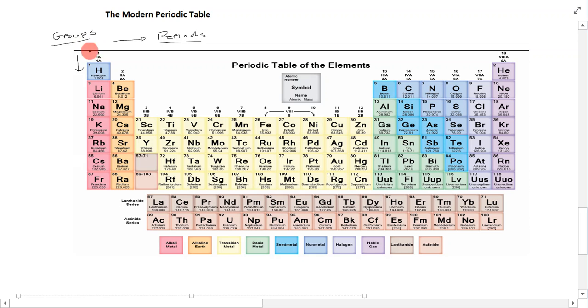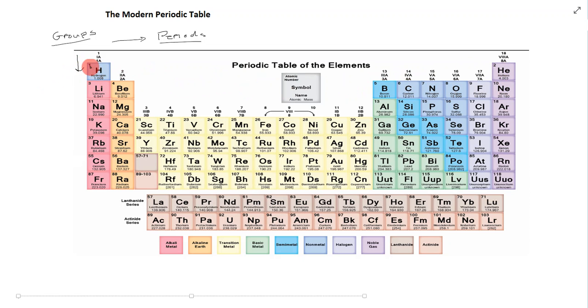So if you're to name some of the elements in group 1, you have lithium and sodium. If you're to name some of the elements in group 2, you have magnesium and cadmium. Okay, so remember the vertical columns are what are known as groups, and they contain elements that have similar chemical and physical properties. The horizontal rows are known as periods, and as you move across a period from left to right, the atomic number increases by 1.